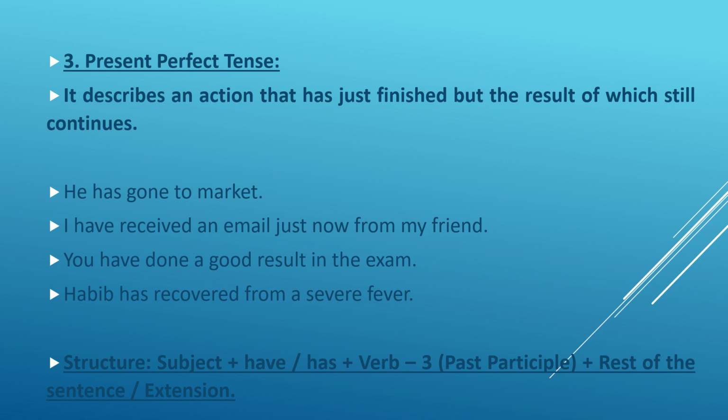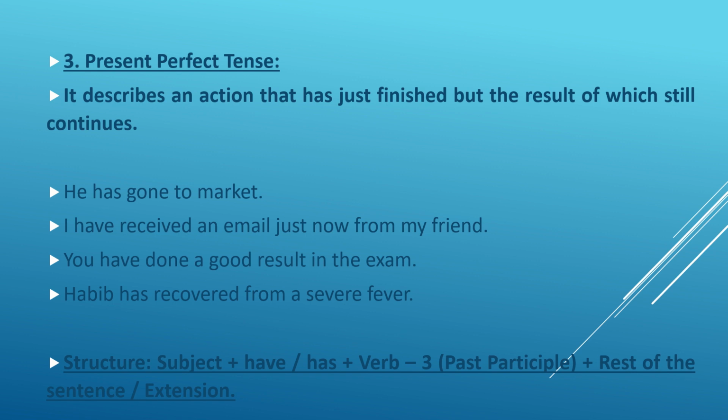You have done a good result in the exam. Habib has recovered from a severe fever. So the structure is subject plus have or has plus verb 3, that is, the past participle form of the verb, V3, and the rest of the sentence is extension. Here has sits after a third person singular subject. If the subject is third person singular number, then we have to use has, otherwise we have to use have.